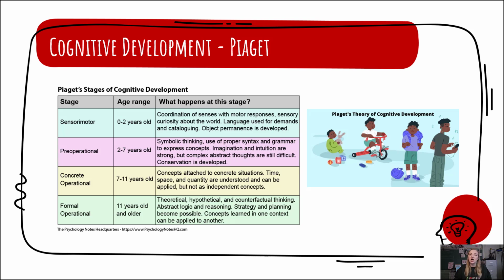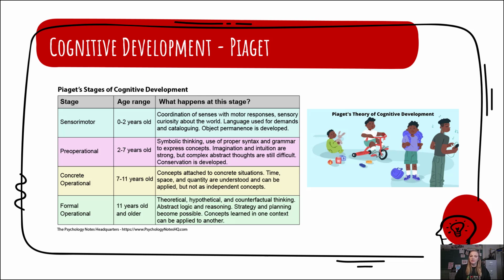The next stage is the concrete operational stage, and this is the school-aged child from ages 7 to 11 years old. The biggest thing that we need to know about the concrete operational stage is that they have finally mastered the idea of conservation and the idea of reversibility. These children now can do steps in reverse, which is reversibility, and they can understand that a glass of water poured into a different shaped glass keeps the same volume of water.